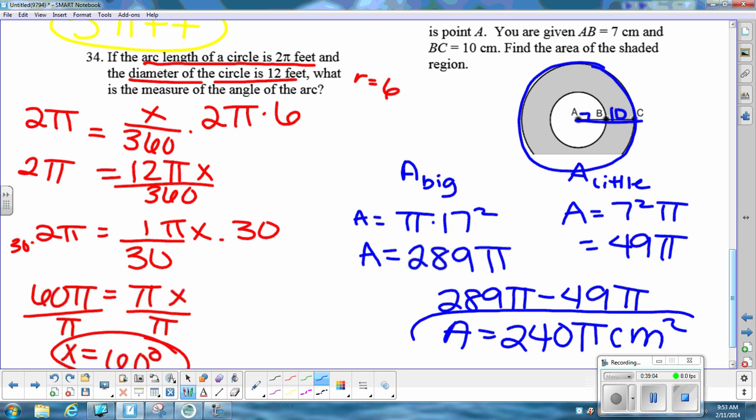This time we do need the units because we have units in the problem. Next page.